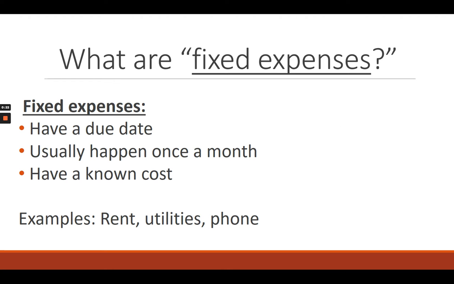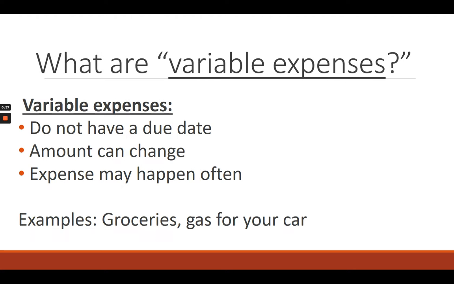Fixed expenses have a due date, usually happen once a month, and have a known cost. Examples of these types of expenses are rent, utilities, and phone. Variable expenses do not have a due date, the amount can change, and the expense may happen often. Examples of these types of expenses are groceries and gas for your car.